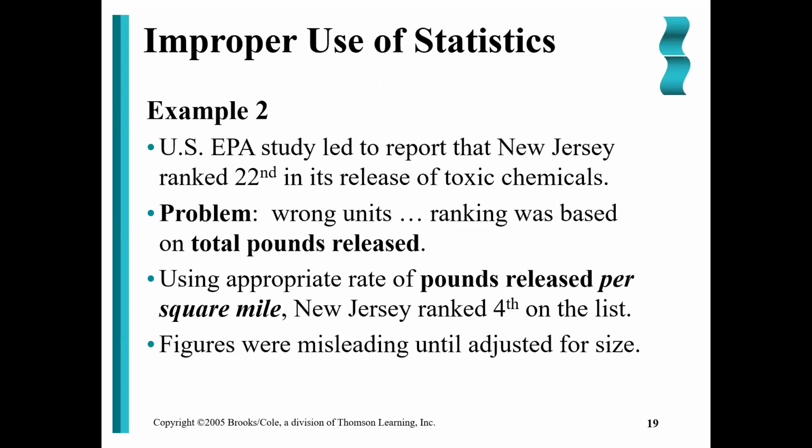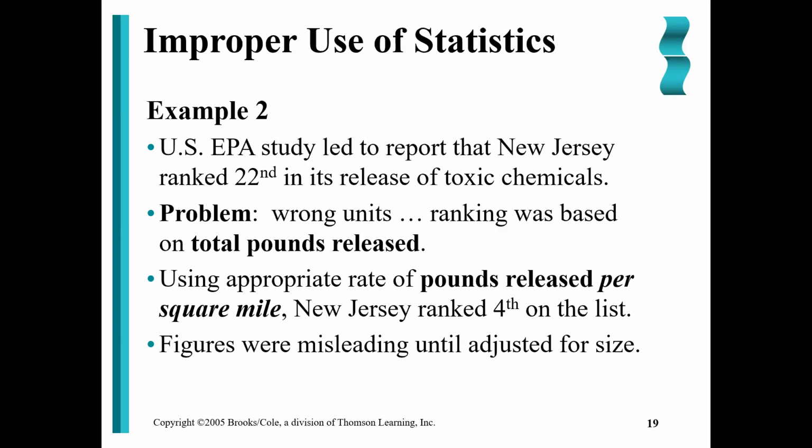All right. Also, the way statistics is presented can be misleading. Here's something that was done with New Jersey. This is back many years ago, I guess. It was an EPA study. EPA has to do with the environment. And back in this particular year, they said that New Jersey ranked 22nd out of all states in its release of toxic chemicals. Well, how were they measuring it? They were measuring the total pounds released. And New Jersey, as you know, is a small state, right? Compared to New York, California, Texas, Florida, small.